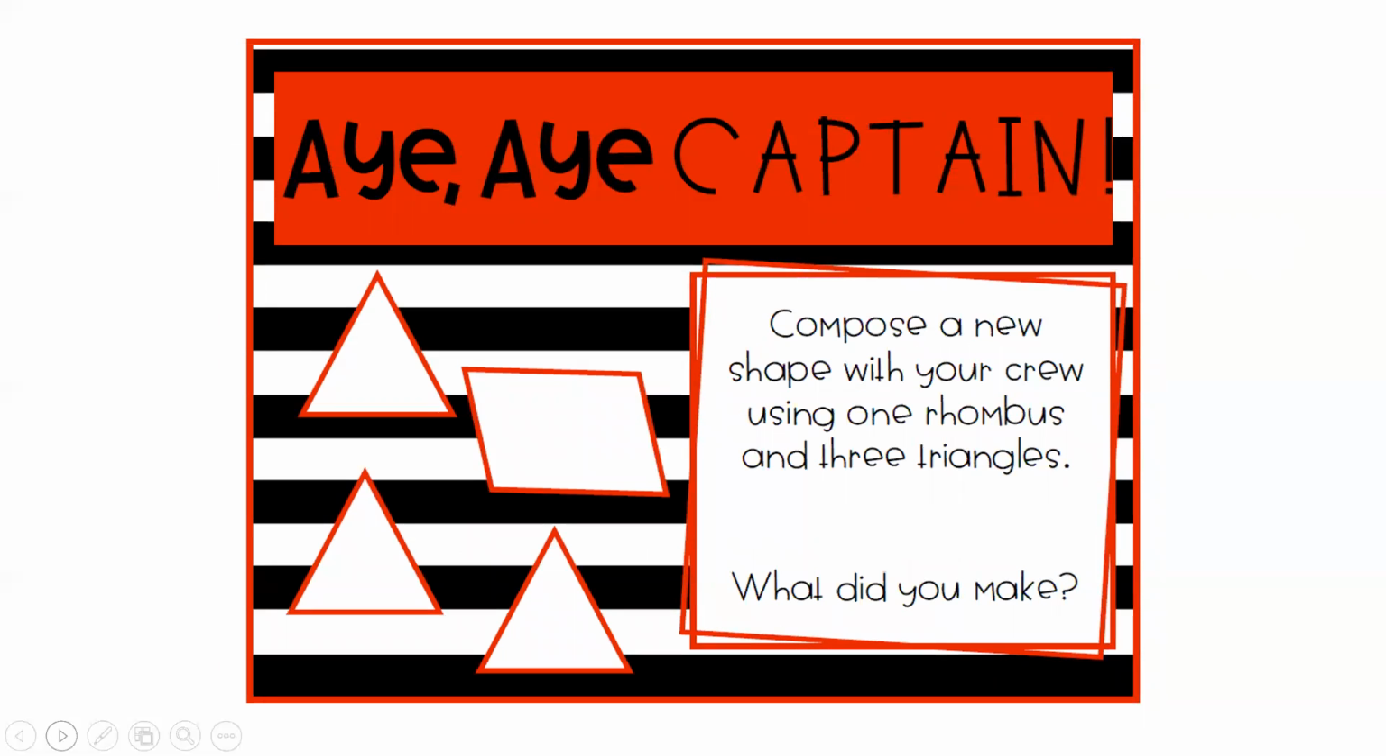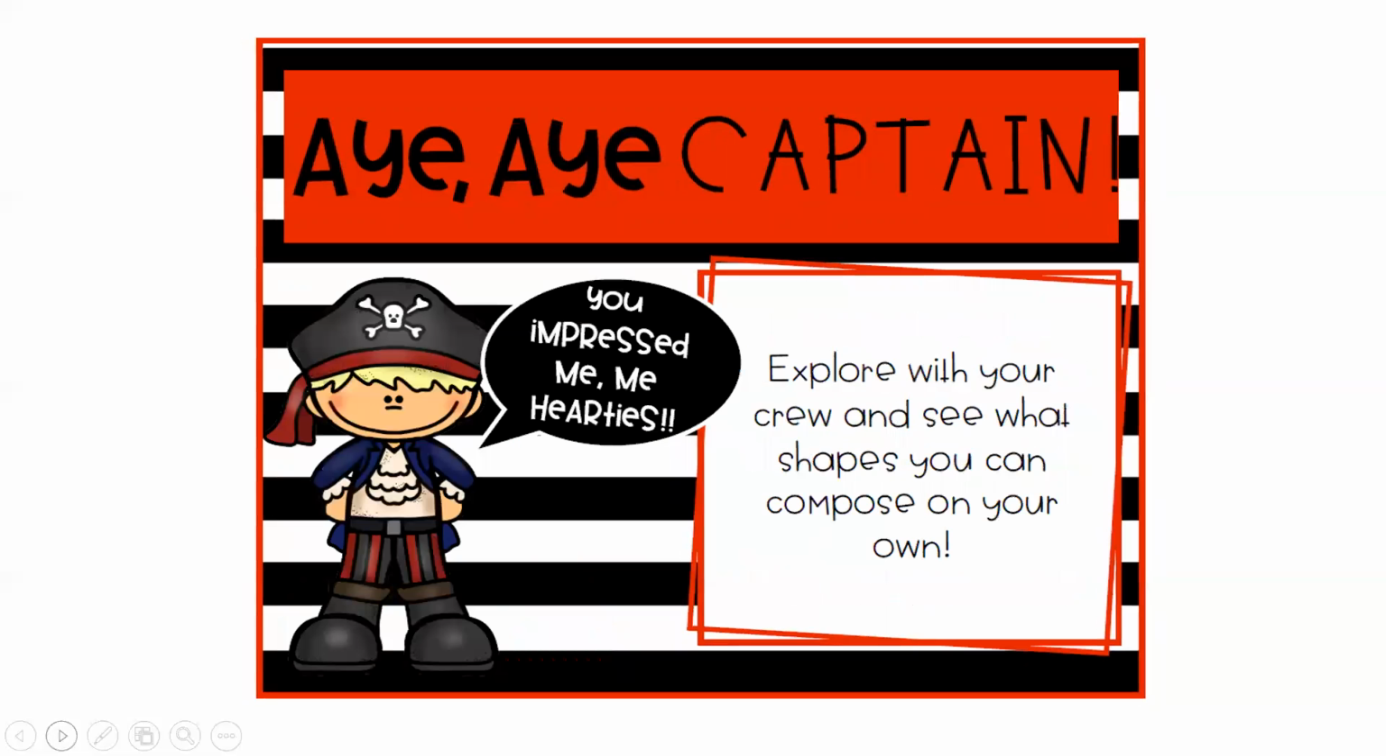All right, so the next shape is you're going to compose a new shape using one rhombus and three triangles. Okay, how many of you made an even bigger trapezoid? Very, very cool. Now, you can use your shapes and explore and see what other new shapes you can create on your own.